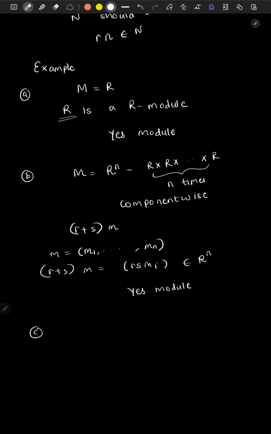Now another example I would give you. Suppose M is an R module, it's given. And suppose there is an ideal I such that I times m equals 0 for all m in M. Okay, then I will claim M is an R/I module.